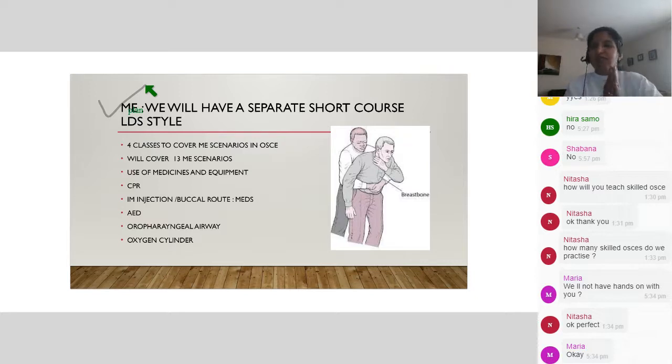So here the ME will be slightly different. It will be separate from ORE. For ORE, we have a separate 4-class session. For LDS, it will be taken by a specific LDS tutor who will teach you how to do ME scenarios in an LDS style, in an OSCE style. Okay. And again, notes will be sent to you as hard copies. So for all these components which I talked about, you will always receive hard copies at your place. Okay. And that's for your ME.